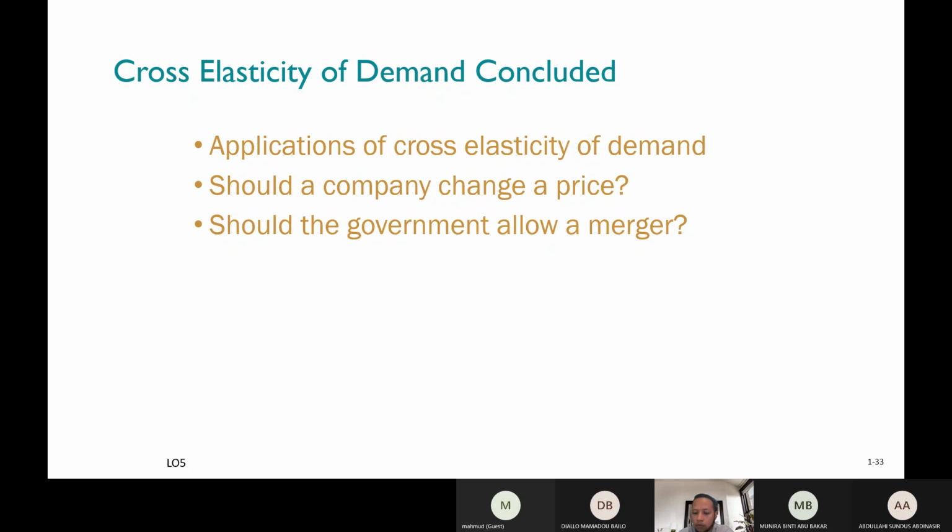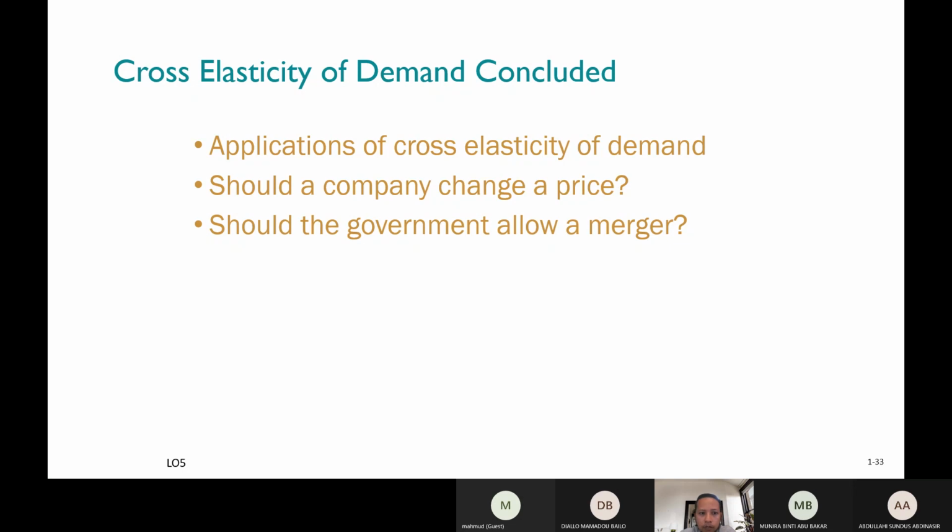Okay, so if you reduce too much, then maybe the competitor may also change, and depending on the elasticity of demand for your product, it may cause a price war and may cause your total revenue to reduce. So that's a consideration that you have to make.